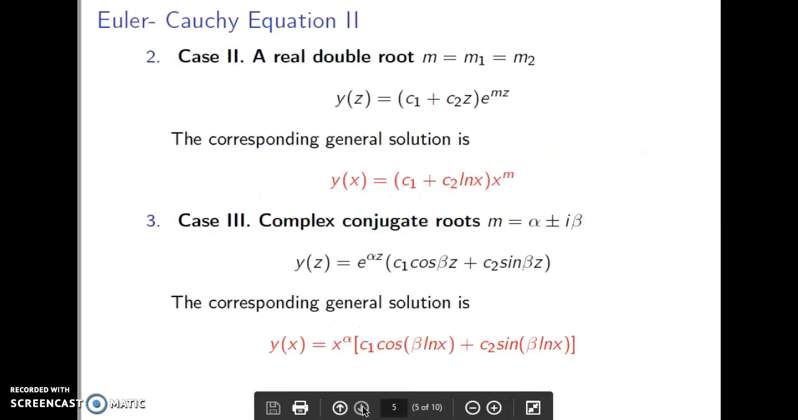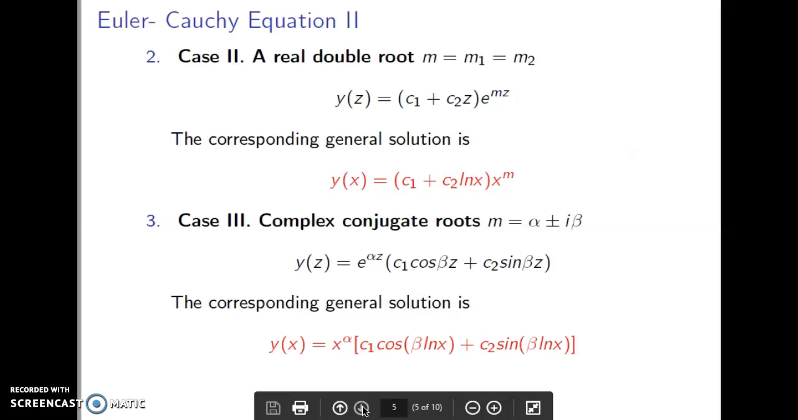Then the corresponding solution is given. Now we have the second case, a real double root. Then y of z is c1 plus c2z into e raised to mz.